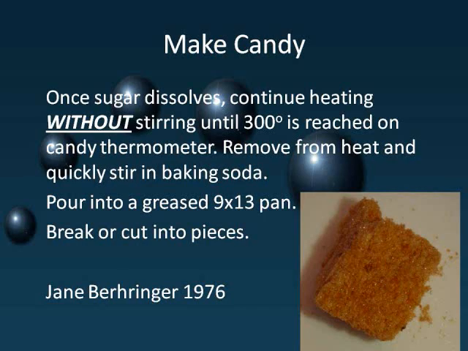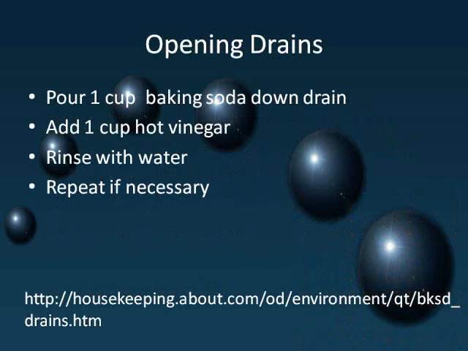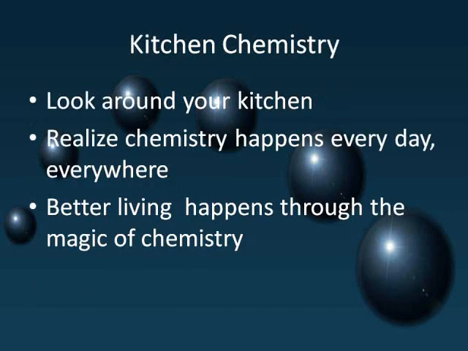The final use we will cover is opening a partially clogged drain. Pour baking soda down the drain and follow with hot vinegar. Stand back and watch it go. Repeat additions of baking soda or vinegar as required. Rinse thoroughly with water.